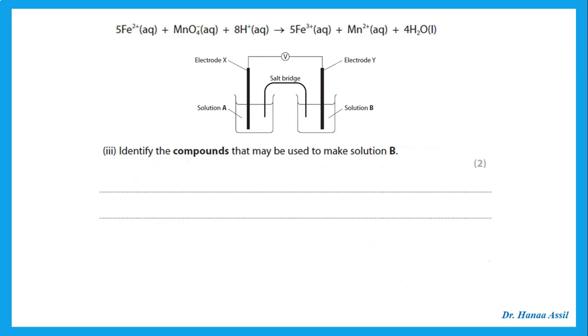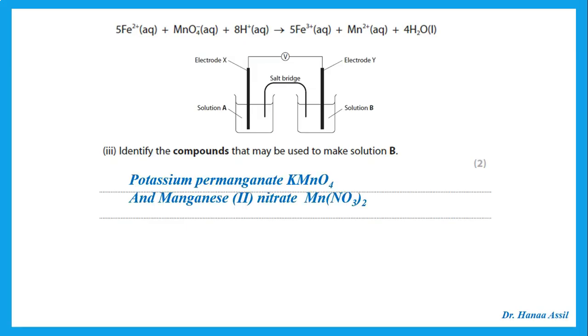Then identify, okay, what were we talking about again? We were saying we want iron 2 plus to change to iron 3 plus. So we had a beaker that had iron 2 and iron 3. And we want to change manganate to manganese 2 plus. So the other beaker should contain which compounds? Identify the compounds that may be used to make solution B. So I want compounds of manganate and manganese 2 plus that are solutions. Usually the permanganate is potassium permanganate solution, and we need manganese ions that are soluble, that will form a solution, not a precipitate. So we can use manganese 2 nitrate solution.